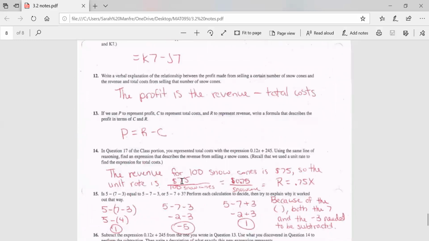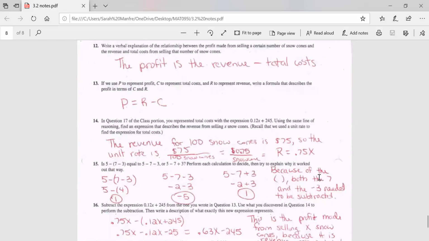So question 17, in 17 of the class portion, we used the total cost and we came up with this equation, 0.12x plus 245. Using the same reasoning, find an expression that describes the revenue from selling. Well, okay, the revenue for 100 snow cones is $75. So if we were to put that as a unit rate, it's $75 per 100 snow cones, which is equivalent to 75 cents per 1 snow cone. So my revenue is equivalent to 0.75x.